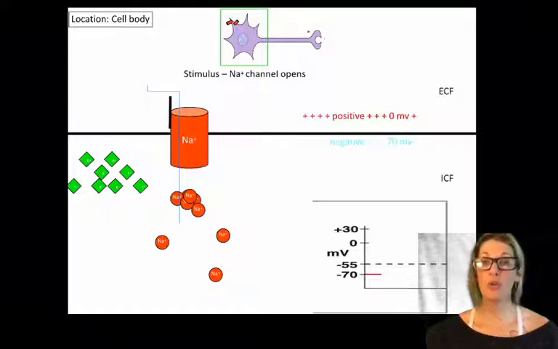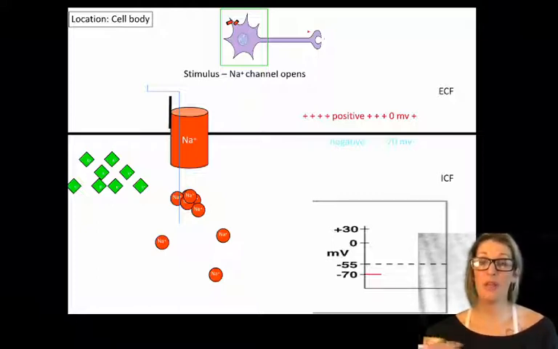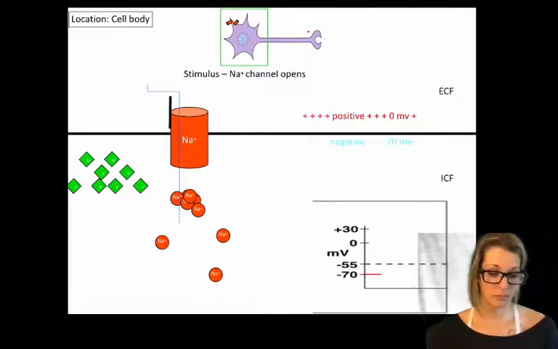So we've opened the doors of the stimulus, and just through natural processes, not using any energy, not using any ATP, sodium is going to flow into the cell, okay, because its door got opened. The sodium-specific door that lets sodium through got open, and it got open because of a stimulus. This is all occurring at the cell body.